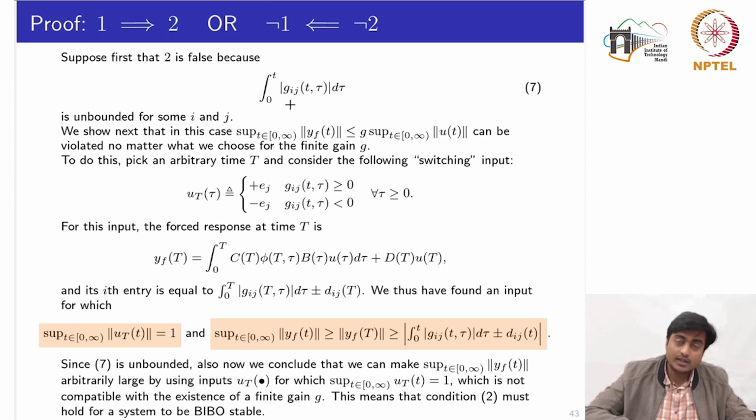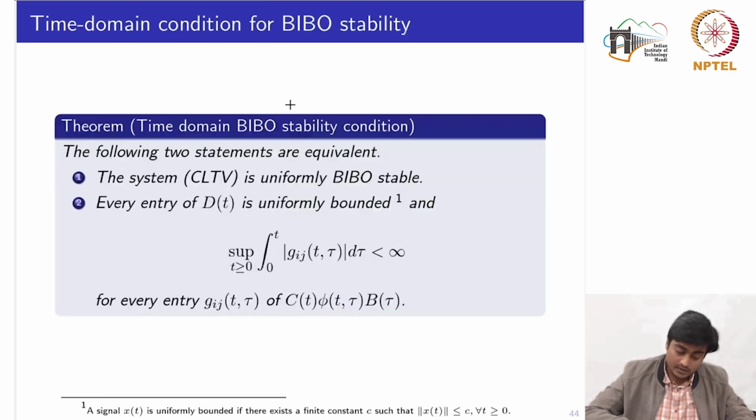So this completes the overall proof that these two statements are equivalent: that the system is BIBO stable, and the second states that every entry of D(t) is uniformly bounded, and the ijth element of this matrix satisfies this condition.